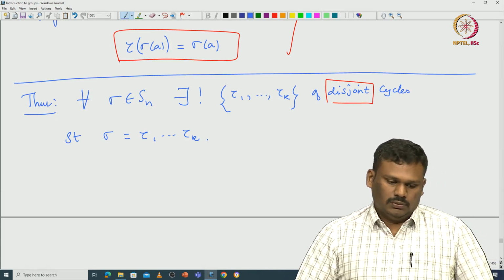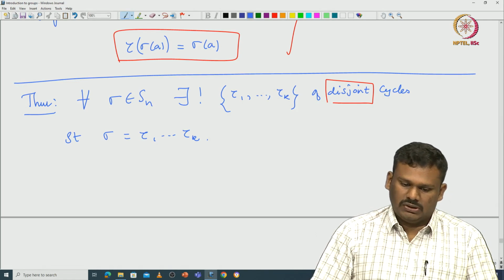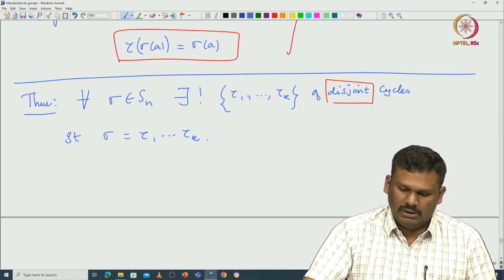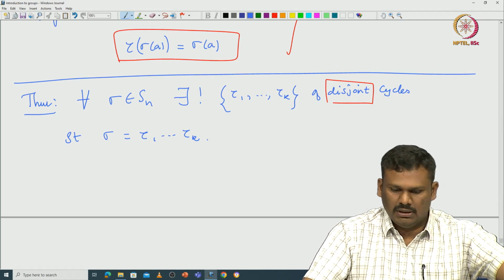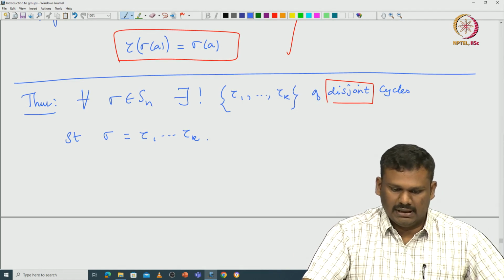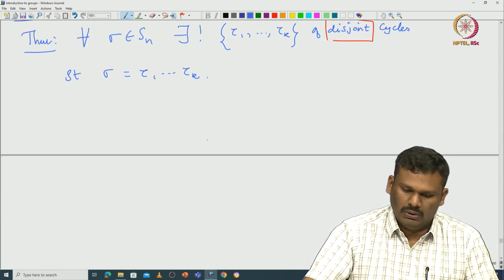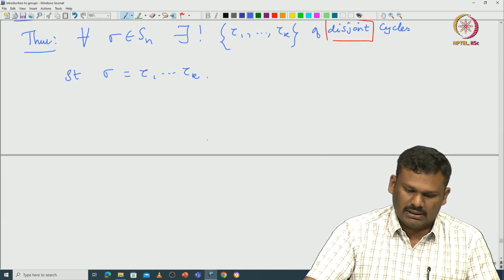So let us see how one can actually prove this theorem. Before actually proving this theorem, let us see one example. More or less the example actually tells us what to do with this result.